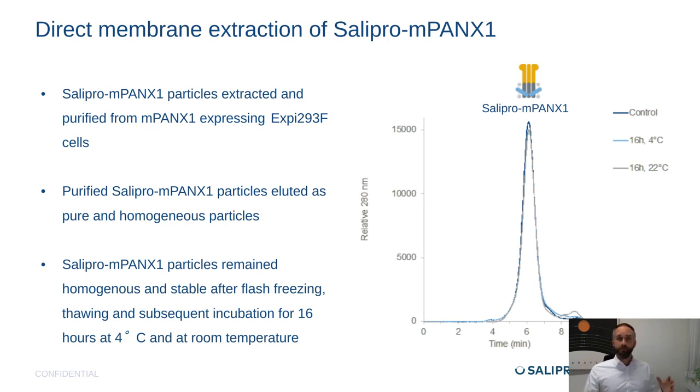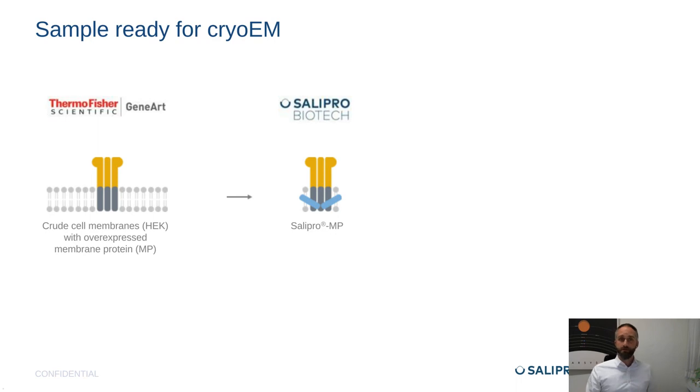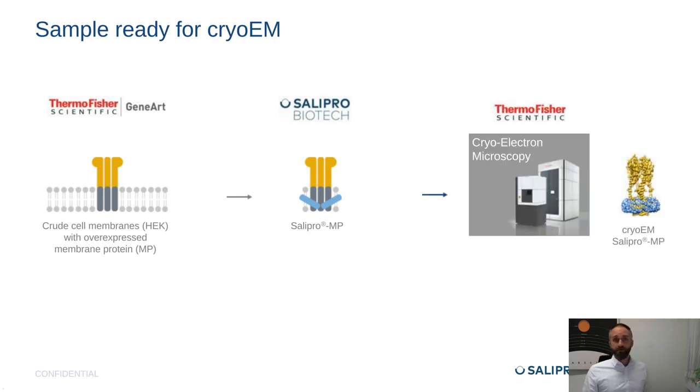So we have extracted this Pannexin from Expi293 cells directly. They eluted as pure and homogeneous particles, and they were really stable even after flash freezing, thawing, and the subsequent incubation at different temperatures. With this sample, we then shipped it to Ieva for further investigation. And now you have to be patient until it's Ieva's part to show you more about the structures.